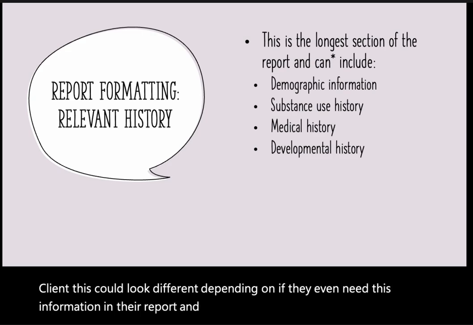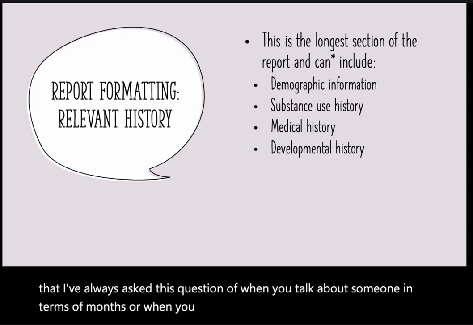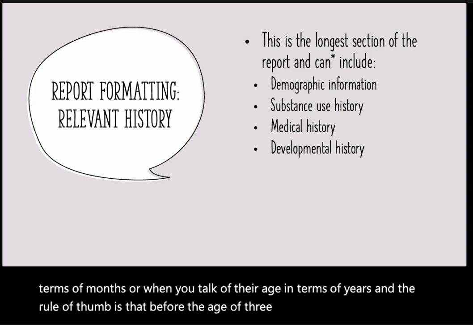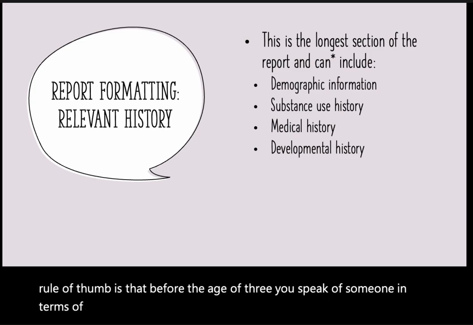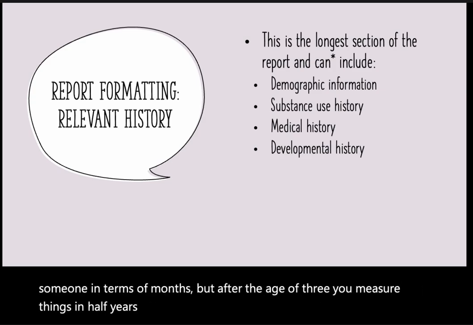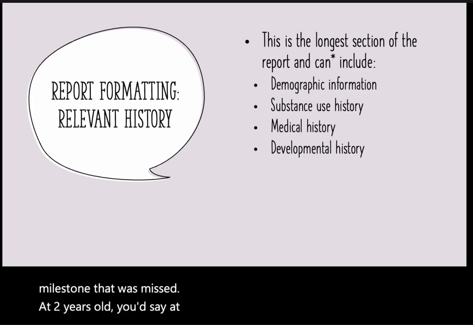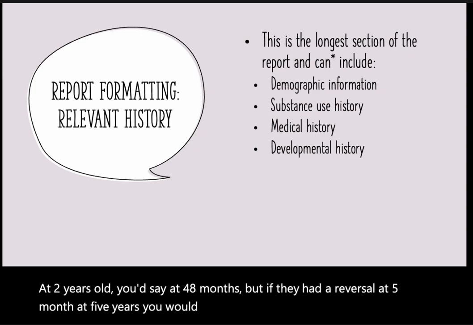And also a good rule of thumb, because I know that I've always asked this question, of when you talk about someone in terms of months or when you talk of their age in terms of years. The rule of thumb is that before the age of 3, you speak of someone in terms of months, but after the age of 3, you measure things in half years. So if someone had a developmental milestone that was missed at 2 years old, you'd say at 24 months. But if they had a reversal at 5 years, you would say 5 years. So just to give a little bit of a framework there.